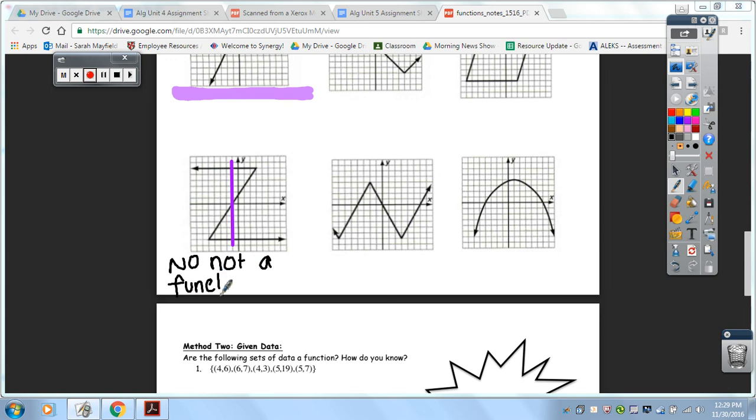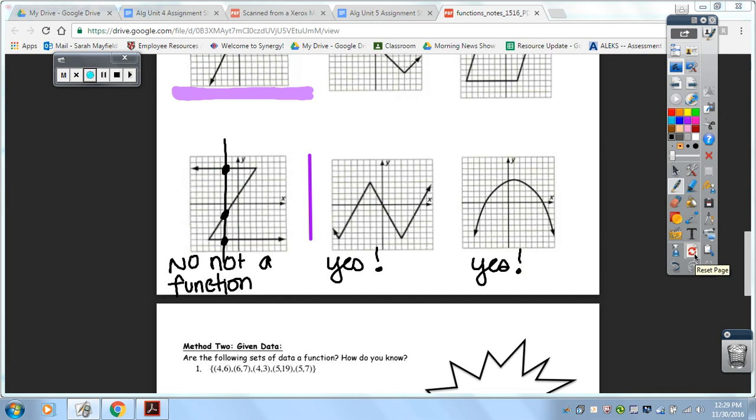Whenever I have to tell you why, if I say is it a function, yes or no, and you need to give me an explanation, this is your explanation for a graph. You draw a vertical line and you plot your points where it intersects more than one spot at a time. Okay? How about this middle example? Yes, it is a function. And how about this backwards u? Yes, it is a function as well. Okay?